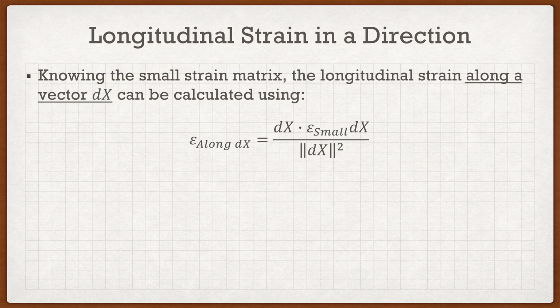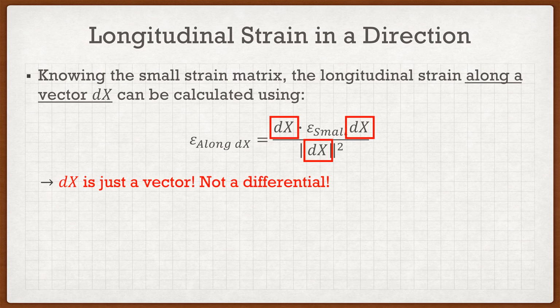Nice and simple. Now let's talk about the actual new stuff, the longitudinal strain in a direction. Knowing the small strain matrix, which we do, the longitudinal strain along a vector dx can be calculated using the following formula. When I first saw this, I was a little worried: dx, integration, derivatives, what does that mean? The key is realizing that the dx that appears three times in this equation is just a vector. It's not a differential, there's no calculus involved at all. As we remember from our question, I believe our dx is 1, 1, 1, or you may have something different, but dx is just a vector.